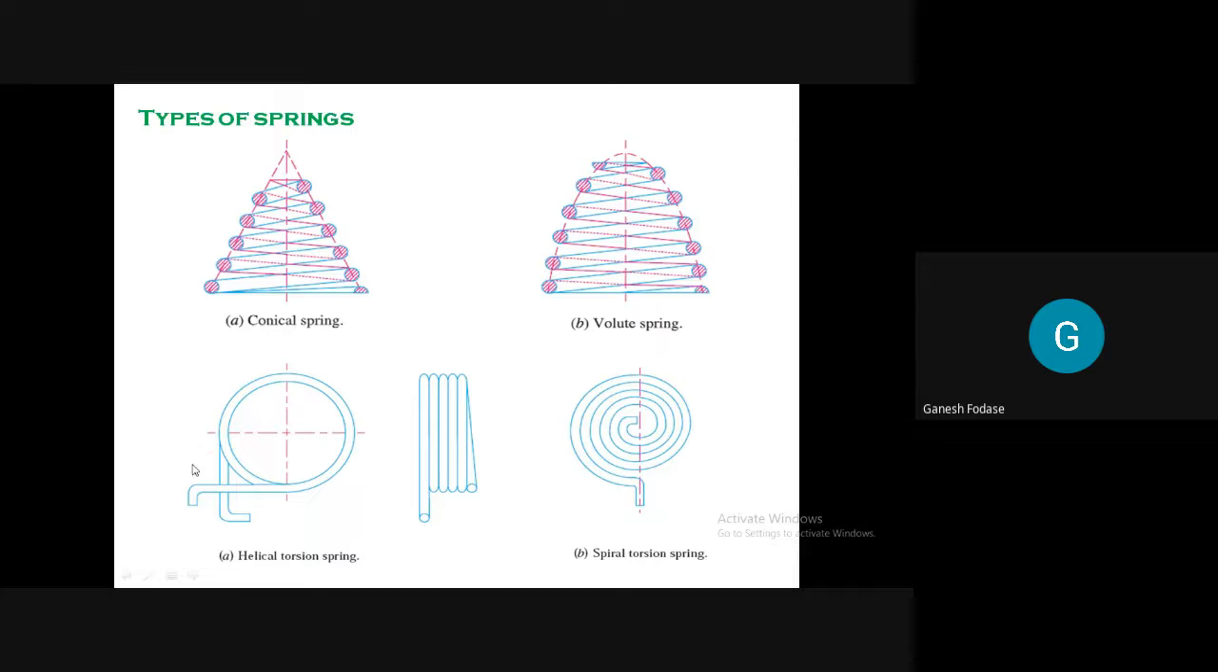Okay. So next one, there are some different types of springs like helical, conical springs, volute spring, based on the shape of the springs. This one is helical torsion spring, which is also one of the most widely used springs. And I hope you've seen this spring in some applications. And this one is a spiral torsion spring. So can anyone tell me an application of these two springs at least? Helical torsion spring and spiral torsion spring.